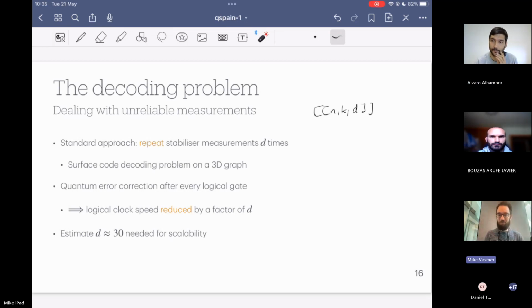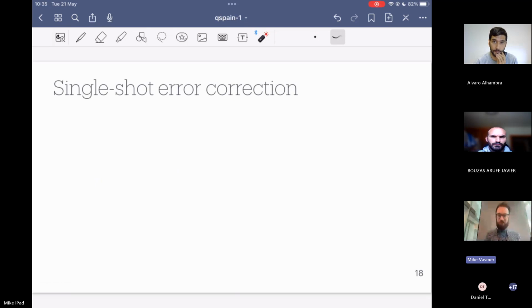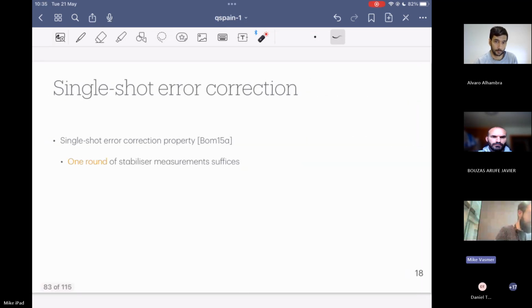Thanks. Cool. Okay. Let's go on to the last part of the talk now. So there's this nice framework of single-shot error correction. What does this mean? We can define a single-shot error correction property, and this is actually work done by Hector Bombin. So in codes with this property, instead of repeating my stabilizer measurements d rounds, one round of measurements suffices for doing error correction, even if the measurements are unreliable. So codes like this have some special property that has extra robustness, let's say.